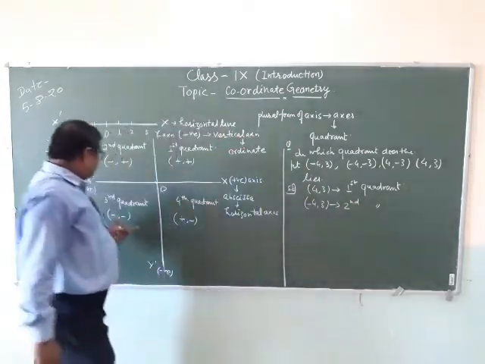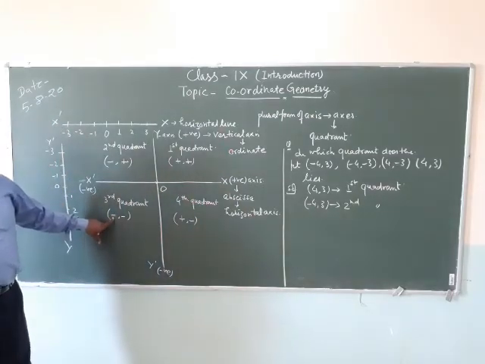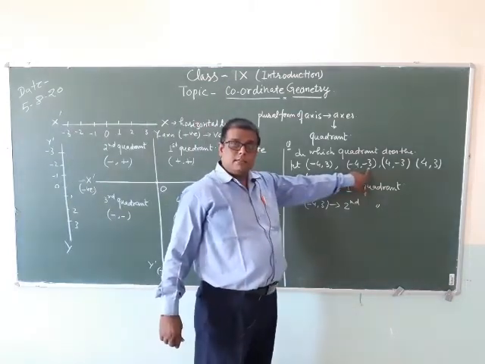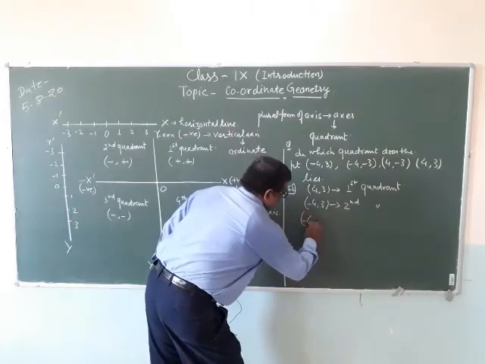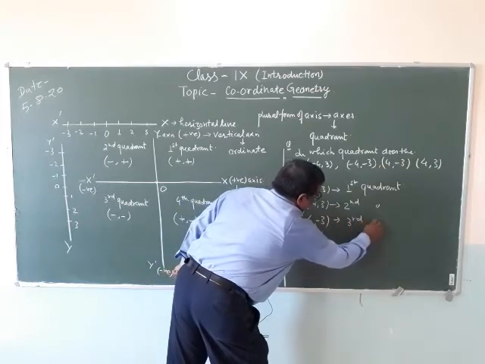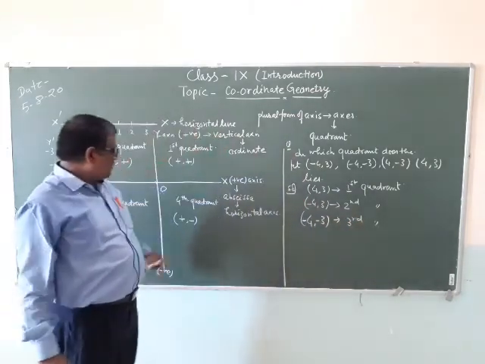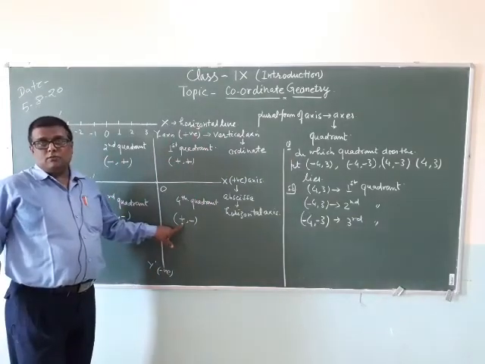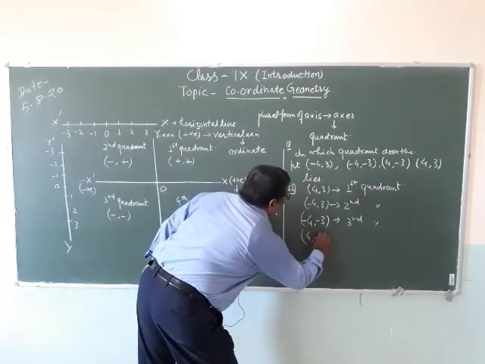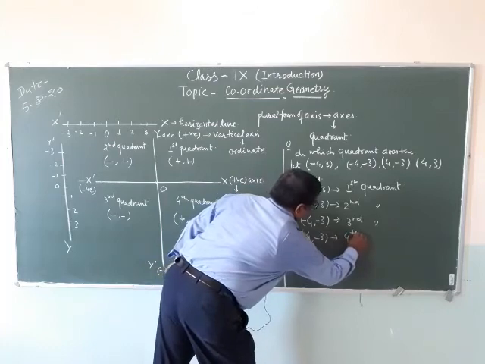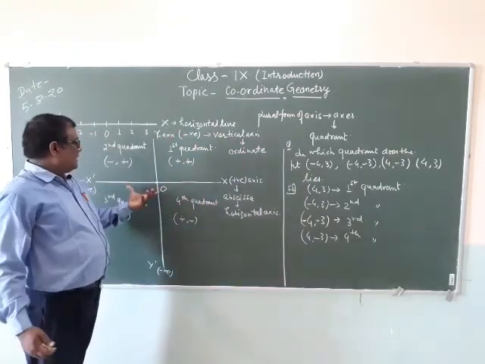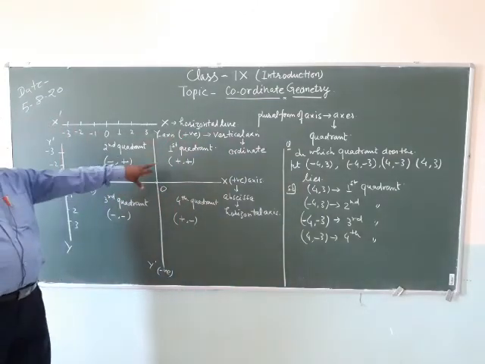Again in third quadrant here both are negative. Look here, (-4, -3), here this lies in third quadrant. And in fourth quadrant x is positive and y is negative, so here (4, -3) is fourth quadrant.